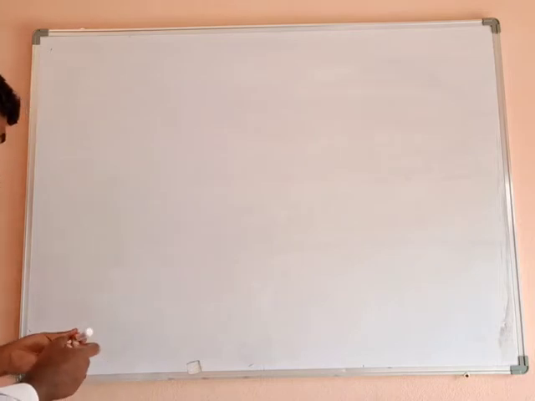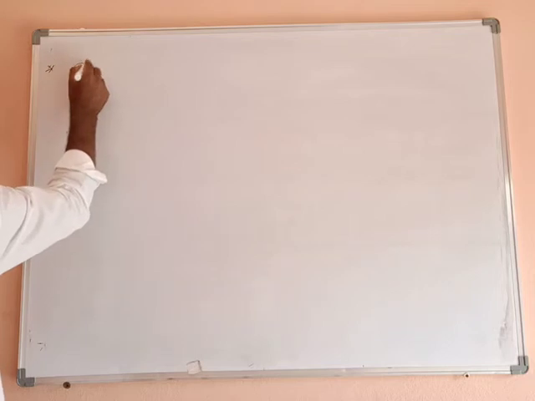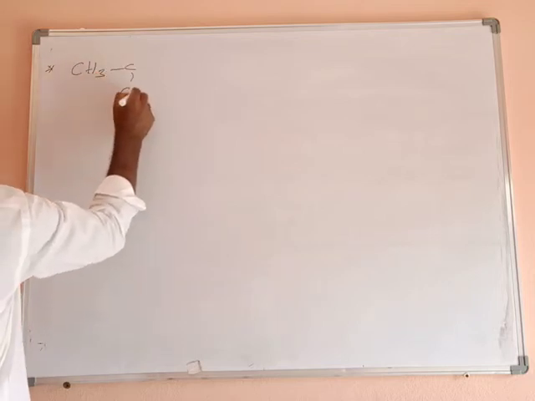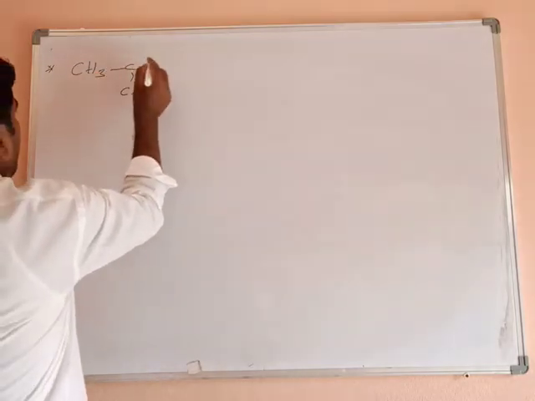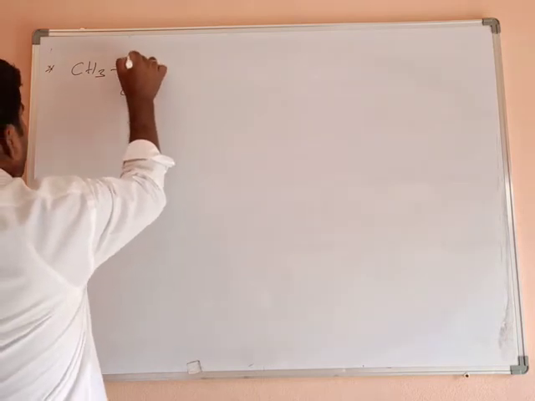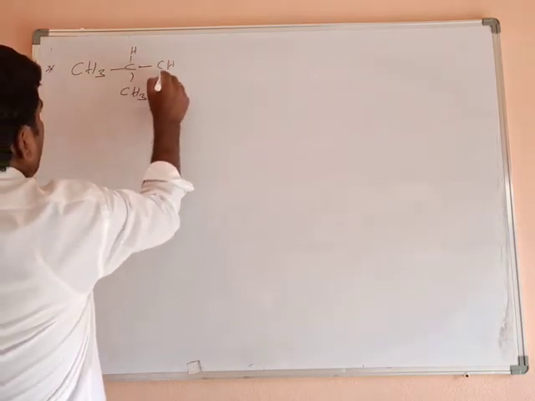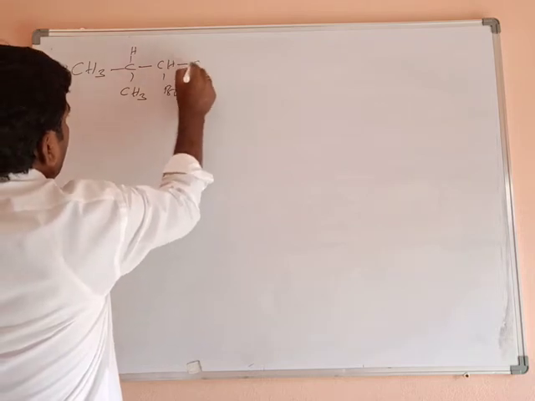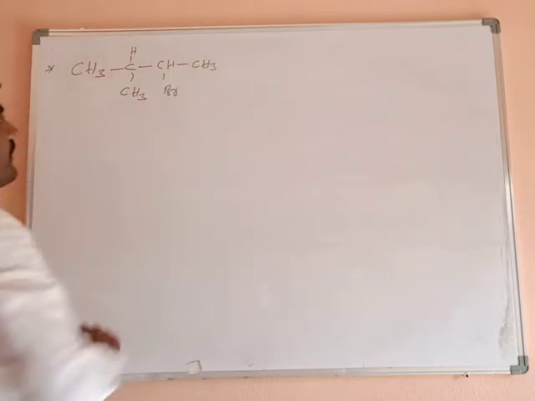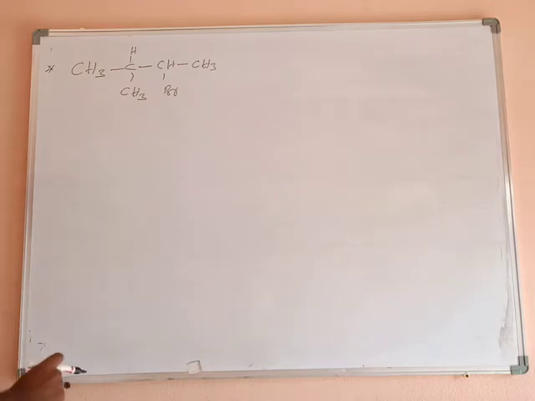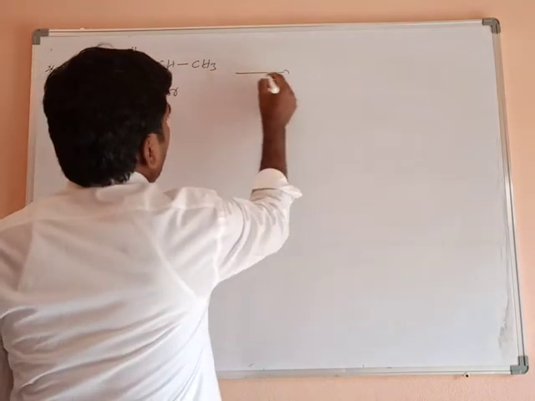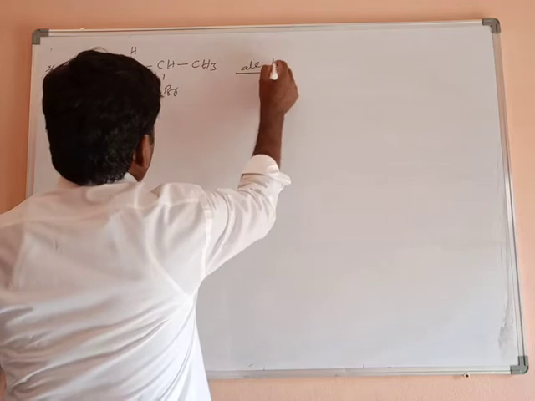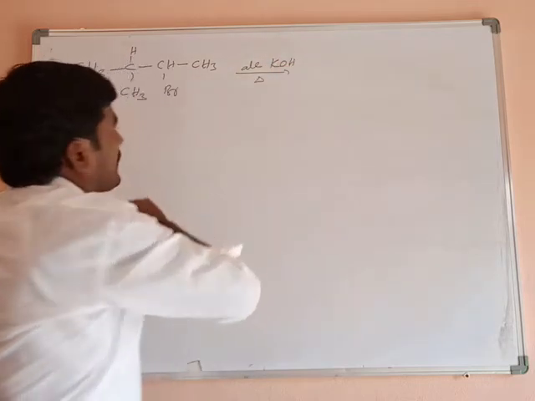Let's take an example. Name of this compound: 2-bromo-3-methylbutane. Clear? It is boiled with alcoholic potassium hydroxide.